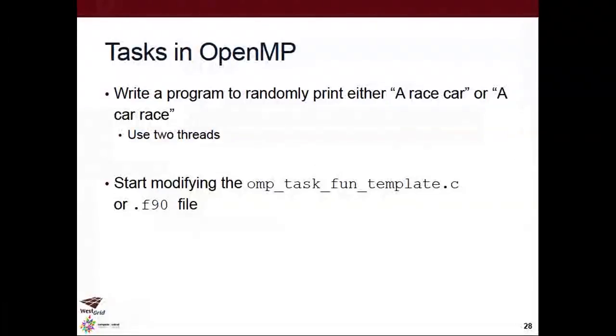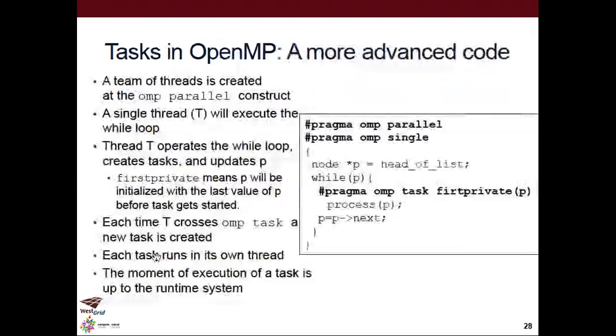Okay, so the last slide is a slightly more complex program using tasks, again related to processing a linked list. The left-hand side describes exactly what happens. A team of threads is created at OpenMP parallel. So if you have four threads, they get created in the first line. Then you have the single line, so only one thread will go through and run the following code.